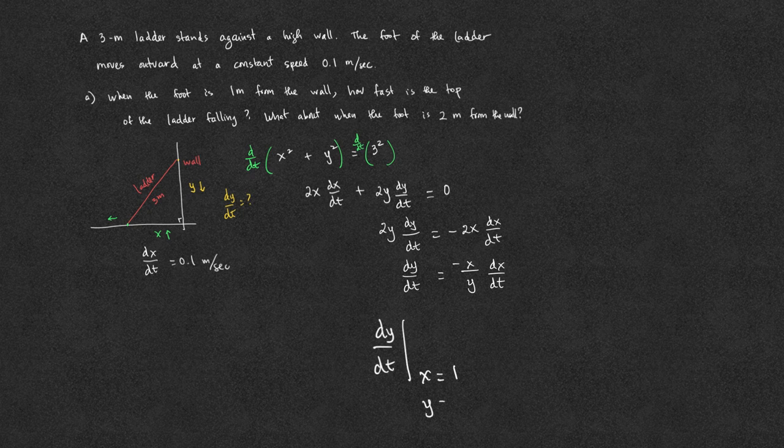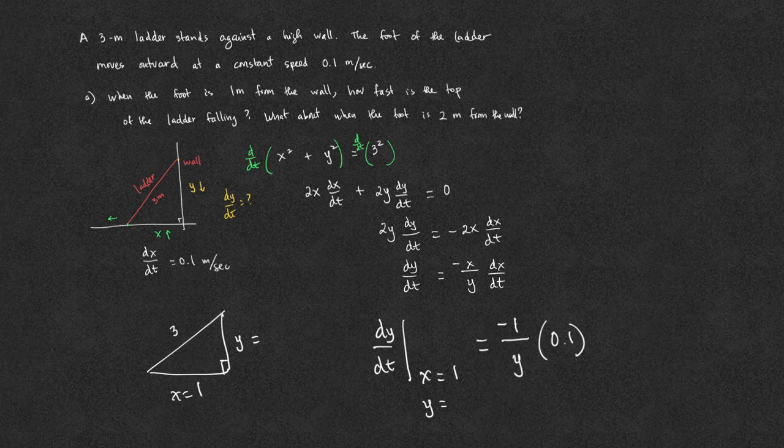We also need to know what y is as well, because on the right hand side we have negative x over y times dx/dt. Negative x, we know that it is 1, and then y we don't know yet, but dx/dt we know that it is constant 0.1. So how do we find y? Remember that this is a right triangle, and so we still use the Pythagorean theorem. If the foot of the ladder is 1 meter from the wall, so x equals 1, the ladder is always going to be 3. And so what is y?